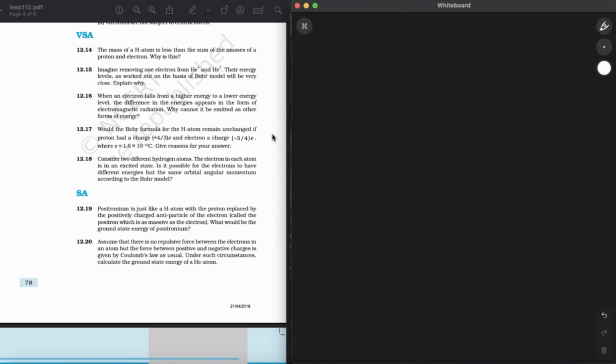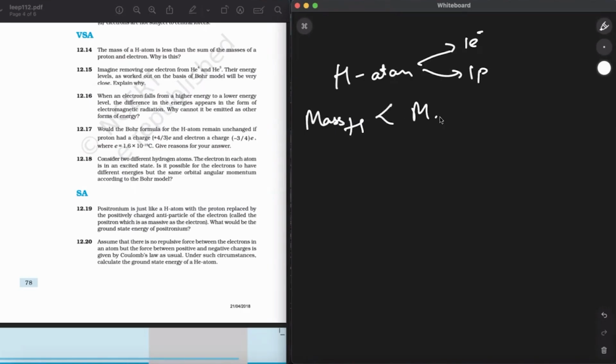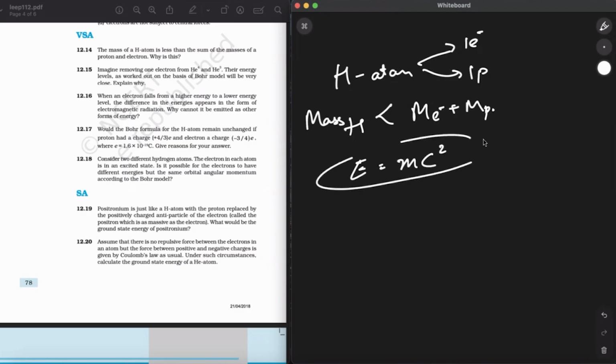So what has been given to you? There is a hydrogen atom, an H atom, which consists of one proton and one electron. And the mass of this H atom is less than the sum of the masses of the electron as well as the proton. According to Einstein, mass is just another form of energy and can be converted into energy. The relation was energy equals mass times c squared. So this means that mass is just another form of energy.